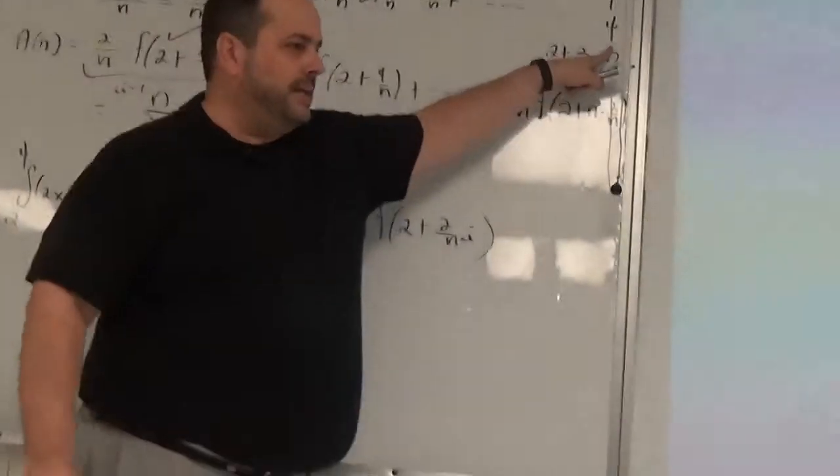If i is equal to 1, 2 over n times f of 2 plus 2 over n. Check. The other one I'm going to check at i equals n, because that's the tricky one. If i is equal to n, 2 over n times f of 2 plus 2 over n times n. 2 over n times n is 2. 2 plus 2 is 4. I ended in the right place.